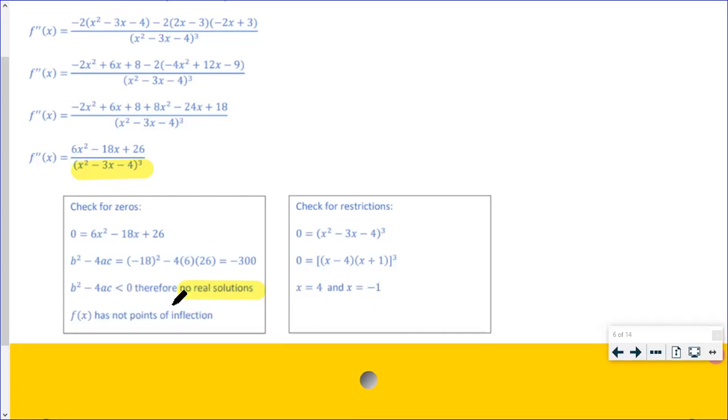However, with the second derivative, it points to the fact that there are no real solutions for 6x squared minus 18x plus 26. Therefore, that proves algebraically that the graph has no points of inflection. If you are unable to solve for x by setting the second derivative equal to 0, that clearly means that the graph has no points of inflection. We can verify this in a sign chart.